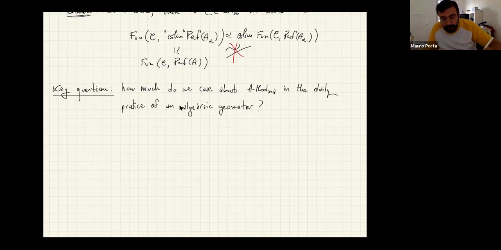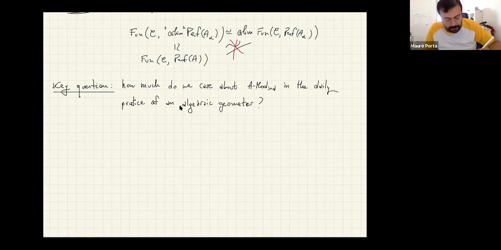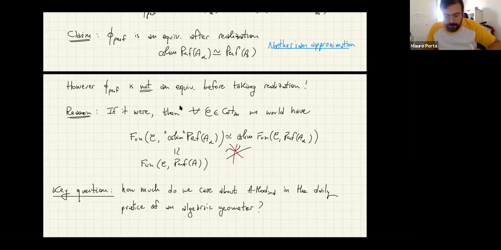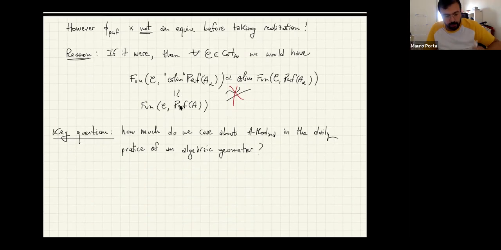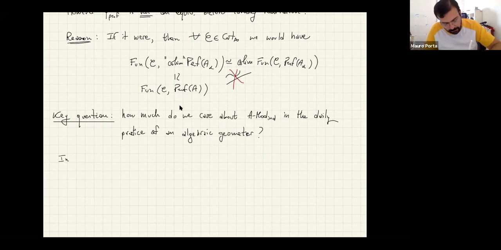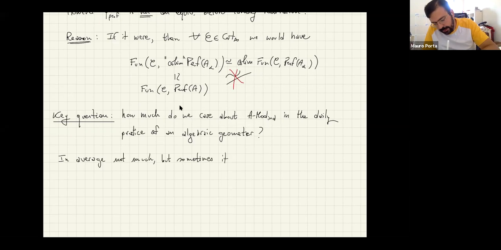Okay, and the answer is that, well, we don't care that much, but there are definitely some situations where it's useful to remember that we might have lost information. So on average, not much, but sometimes it saves the day to remember we lost some information.